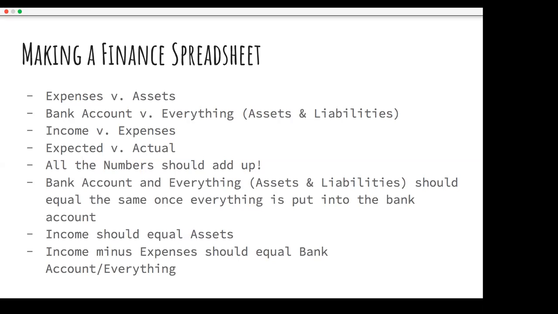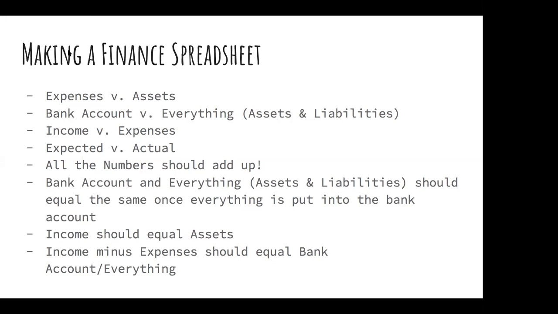Like I said, all the numbers should add up. Bank account and everything should equal the same once everything is put into the bank account. So after everyone's cashed in their checks or all of our sponsorships have gone through, all of the numbers should add up to be equal to each other.